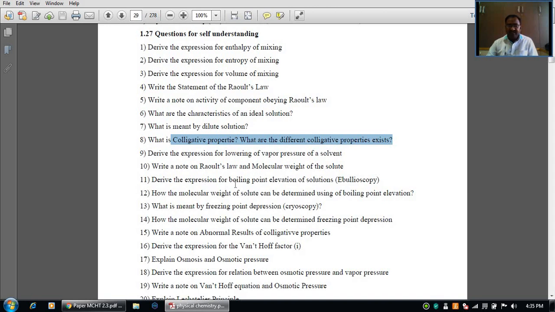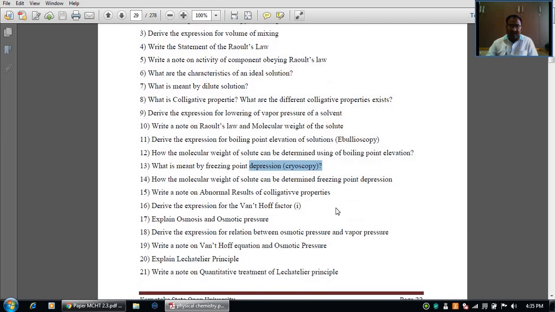Sometimes elevation of boiling point is mentioned with the ebullioscopic constant. The depression of freezing point is mentioned with the cryoscopic constant. And derive the mathematical expressions for the van't Hoff factor. This is also one of the expected questions.